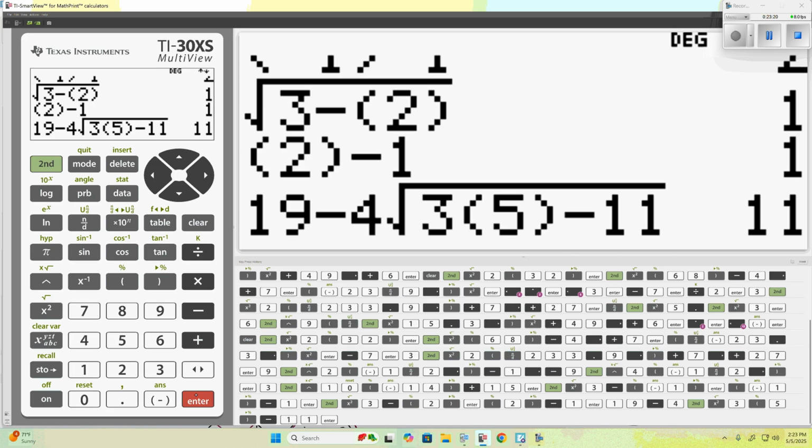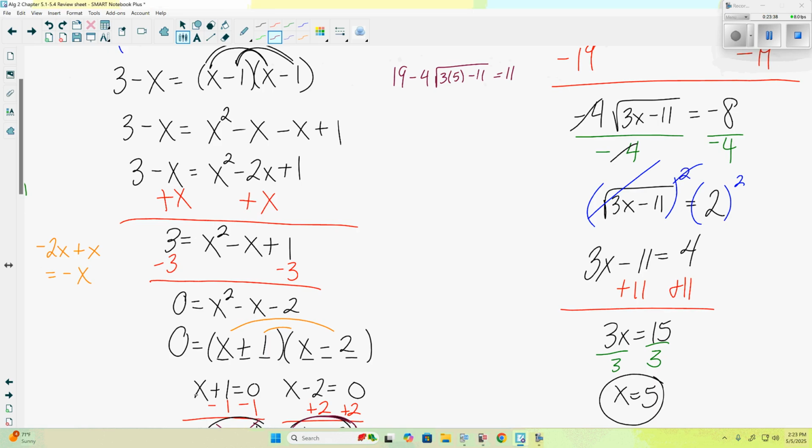Even on the solving ones, if it doesn't ask you to check, if you want to throw it in the calculator, make sure it still works, that is perfectly fine too, especially if you don't feel like the number is correct or your answer is the right one. Check it. Throw it in and check and make sure. It's an easy way to figure out if it is or not.